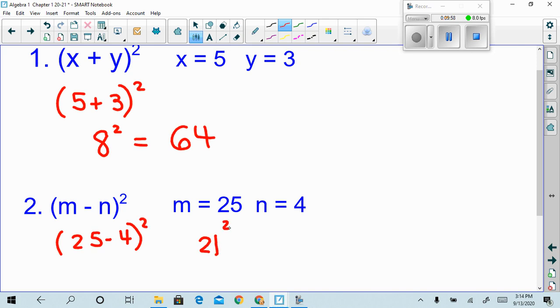So now we have a problem where we're going to look at multiplying something by itself once again. And as we're doing that, we're going to see that we have to just multiply 21 times 21, which is 441. Okay, we subtracted, and then we raised it to the power.